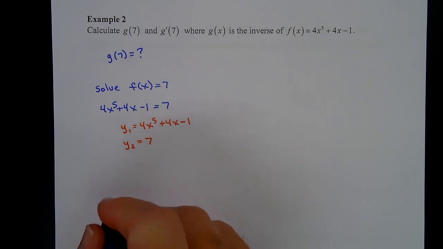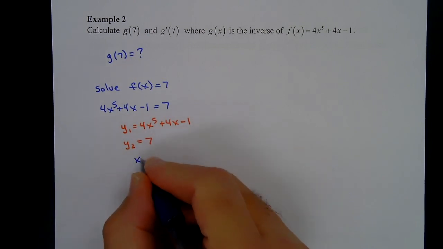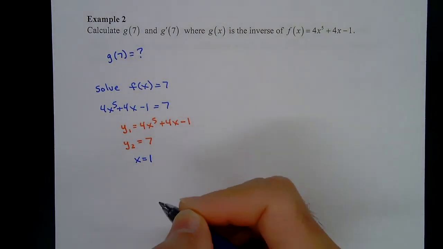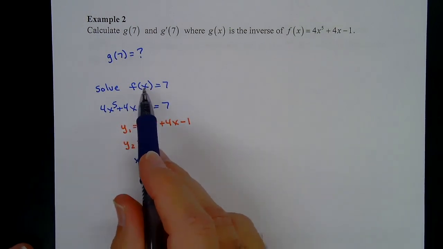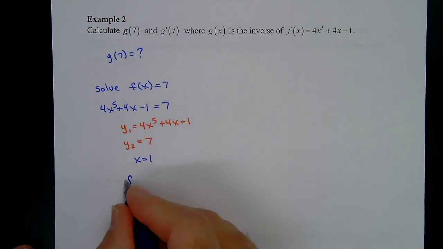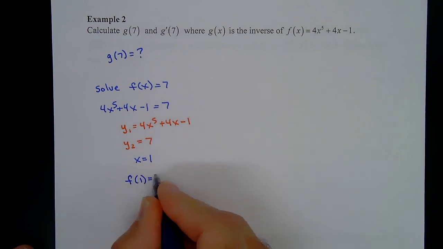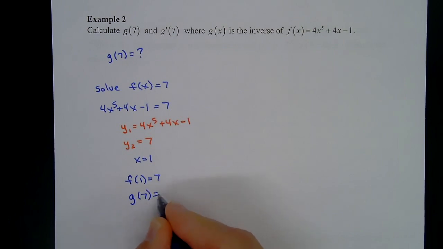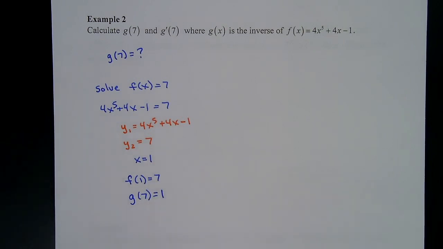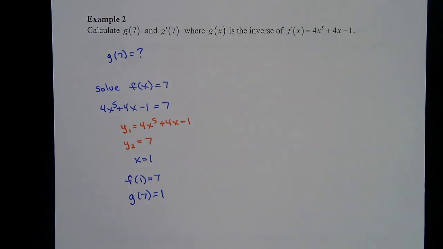So from our graphing calculator, we wound up getting x is equal to 1. Okay, so what does this mean? We solved this for x, right? Which means f of 1 is equal to 7. Now, because f and g are inverses of each other, this means g of 7 is equal to 1. And we found g of 7 without ever finding g. Like, blows me away. Blows me away every time I do this.